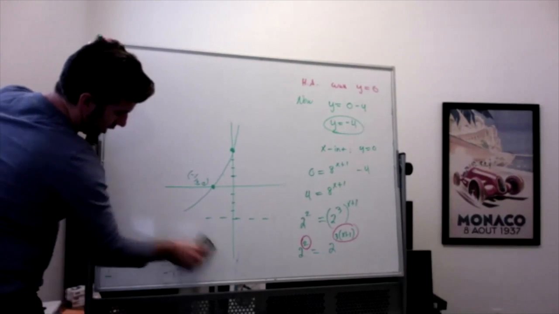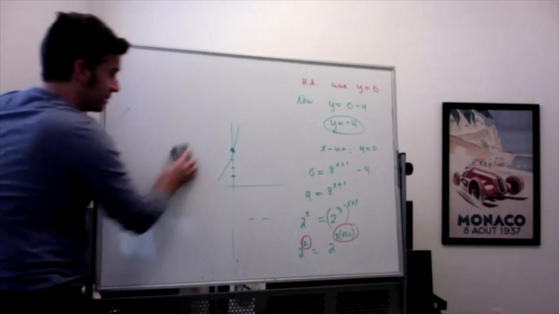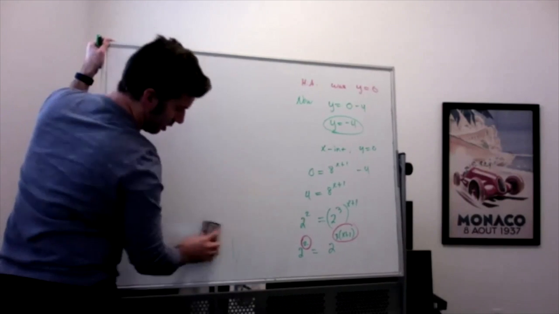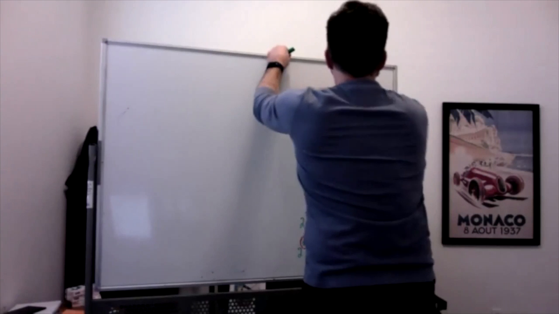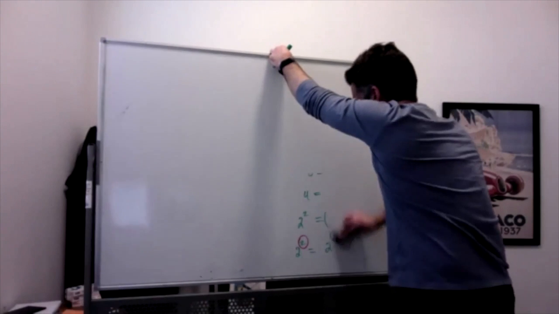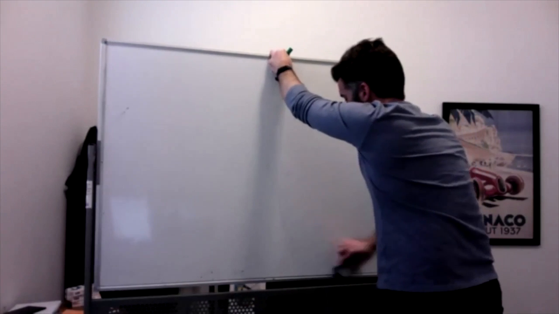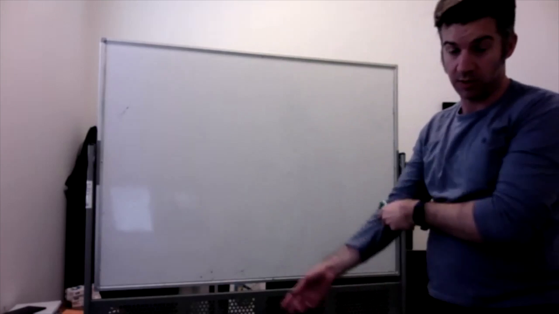So a reminder, an exponential function like this, where you have some constant base raised to a power with x in it, will always have a horizontal asymptote and will never have a vertical asymptote. Let's look at the next one. Let's look at C.